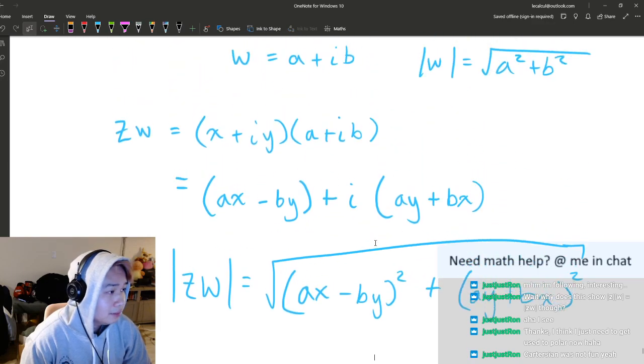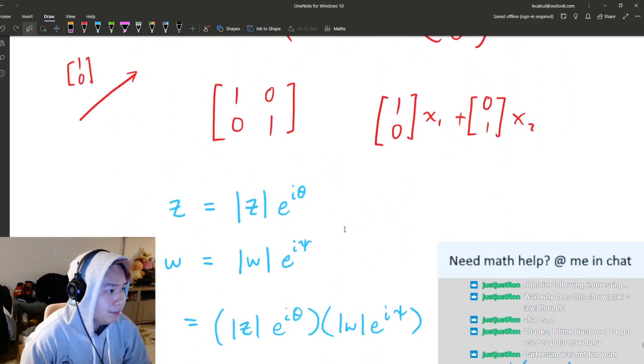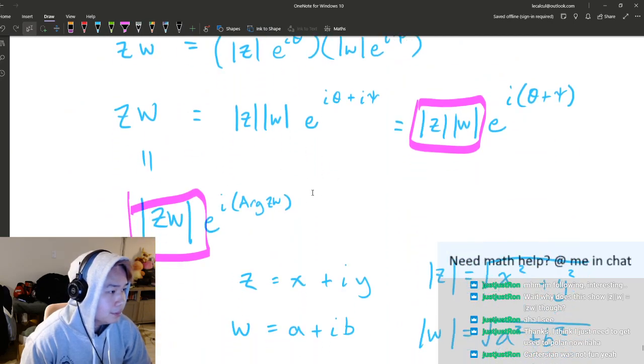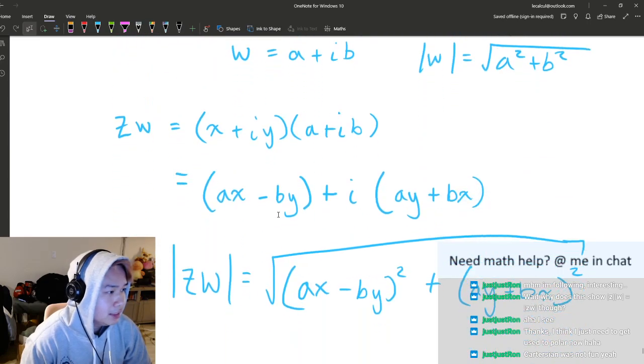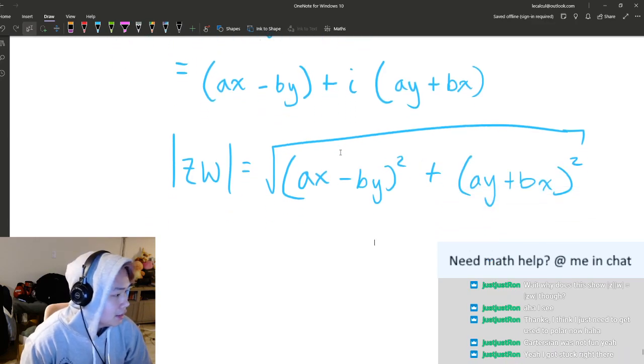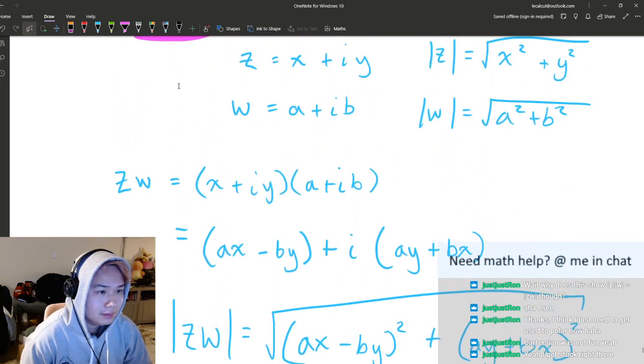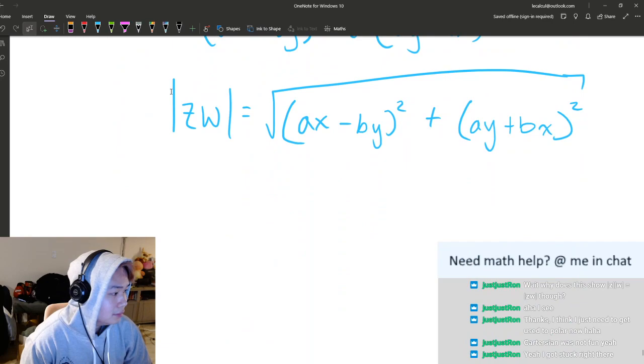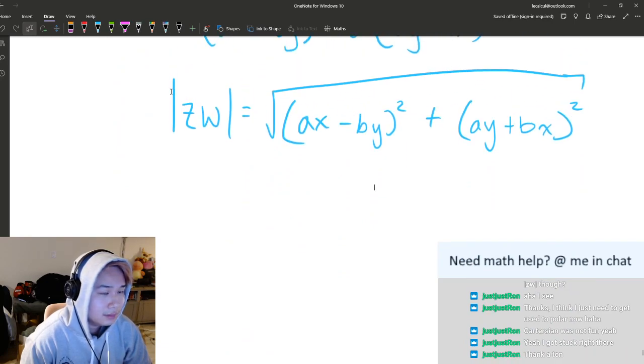So yeah, not fun. Way easier to do this in polar form. Or not polar form, Euler form. Polar form works just as well, but you do need to do a little bit of expanding. So hopefully that answers your question. Yeah, no worries.